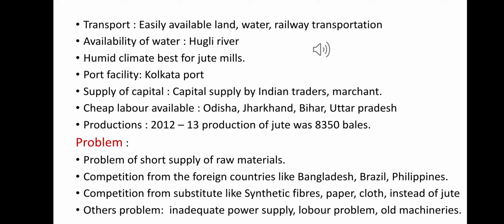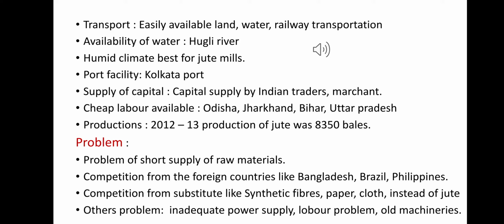Okay. And supply of capital. Before independence, the British government supplied the capital, but after independence, most Indian traders or merchants supplied their capital. Okay. Cheap labor is available from neighboring states like Odisha, Jharkhand, Bihar, Uttar Pradesh. These are densely populated states, so labor is easily available. Okay. And in 2012-2013, the production of jute was 8,350 bales. Okay.